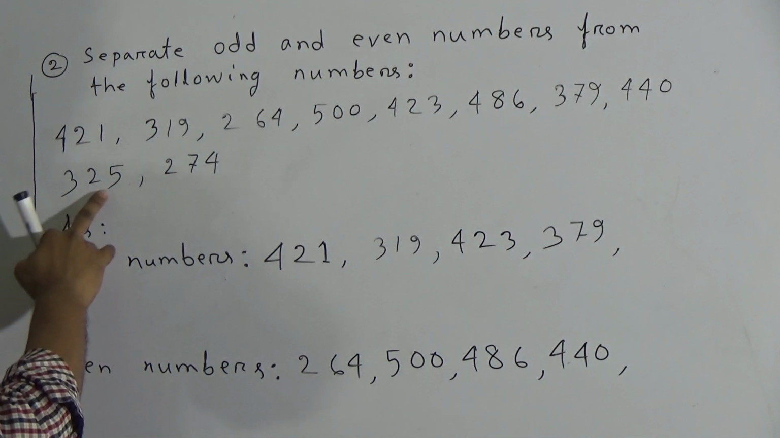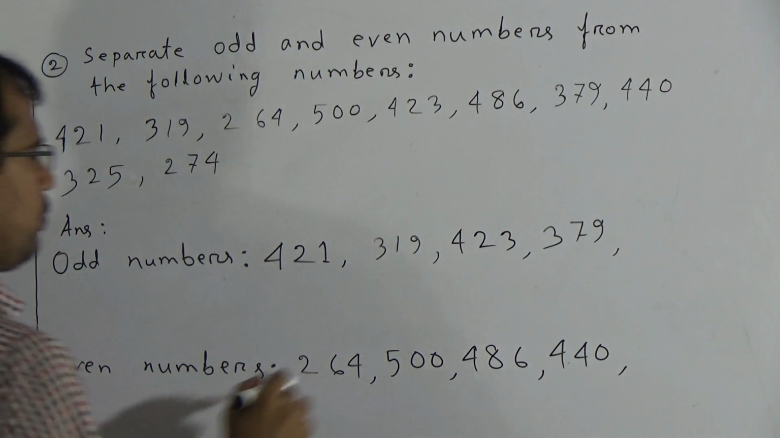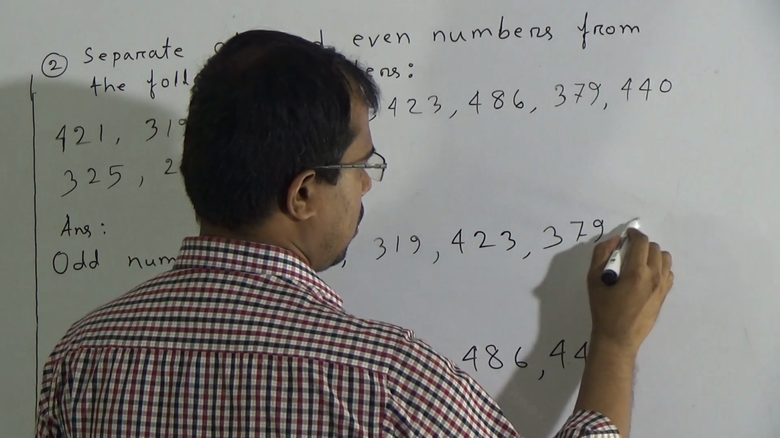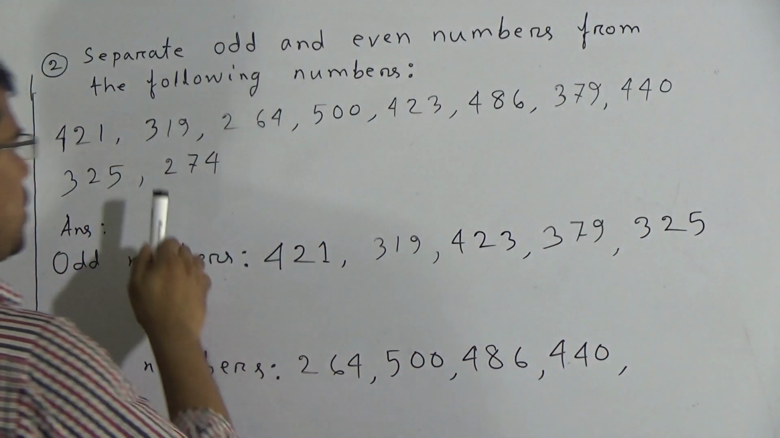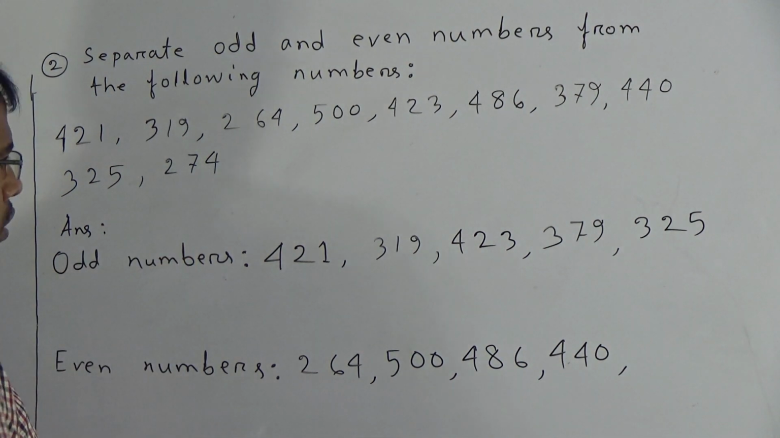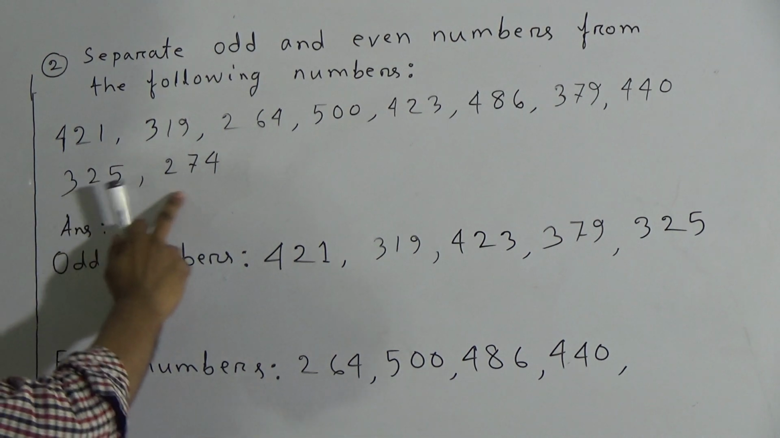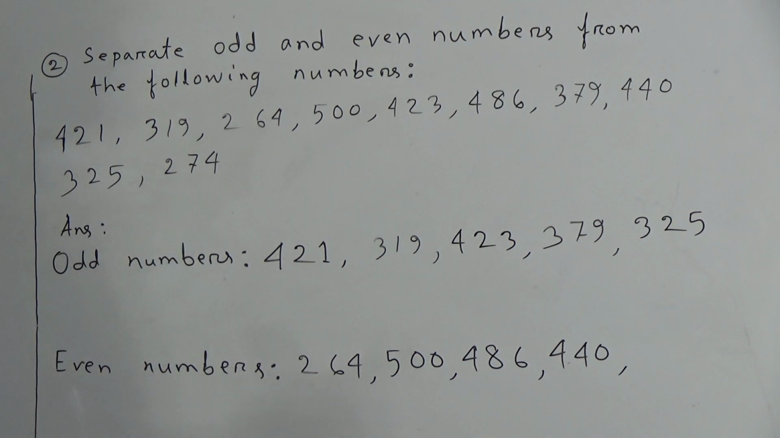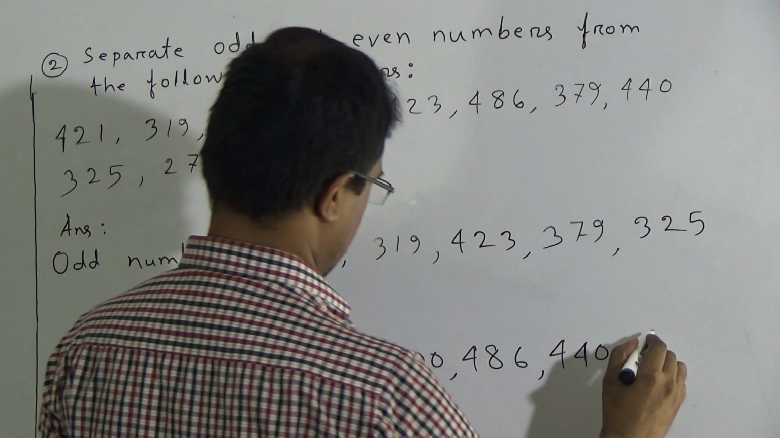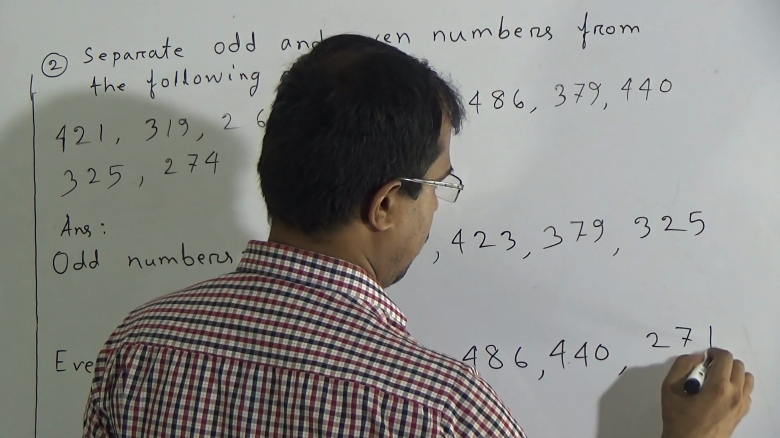Now 325, ones place digit is 5, which is odd digit, so 325 will be odd number. Now last number, 274. Its ones place digit is 4 and 4 is even digit, so 274 will be even number.